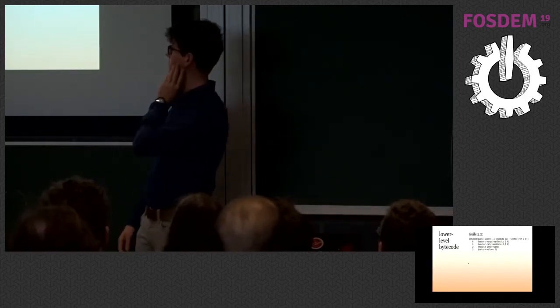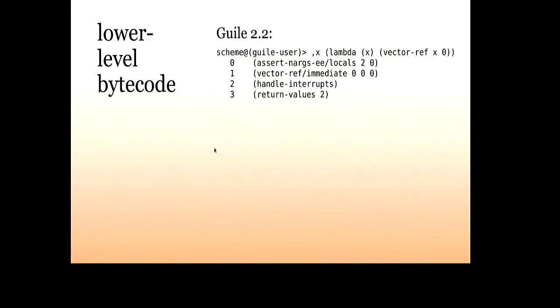I know it's a little bit hard to read. I think the height of it is going to be the salient fact, though. At the prompt above, I disassemble a function that just references the first element of a vector. And in Guile 2.2, we assert that we have the right number of arguments coming in. We do the vector ref. We handle any interrupts if needed, which is like the stack check in JSVMs, for example. And then we return the value, right?